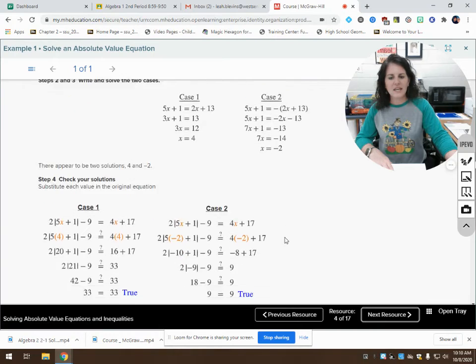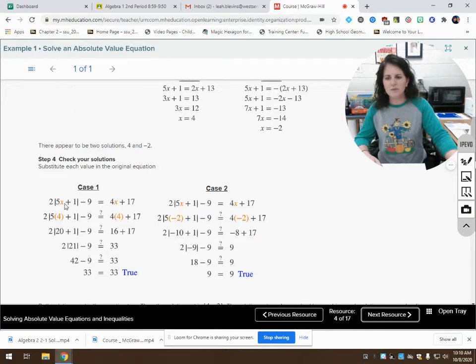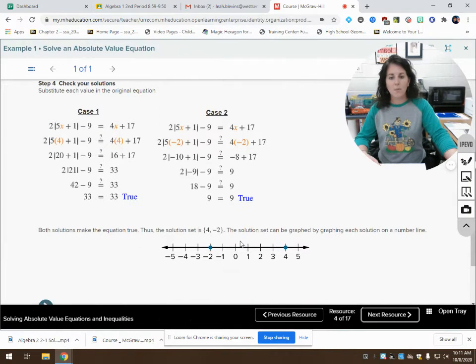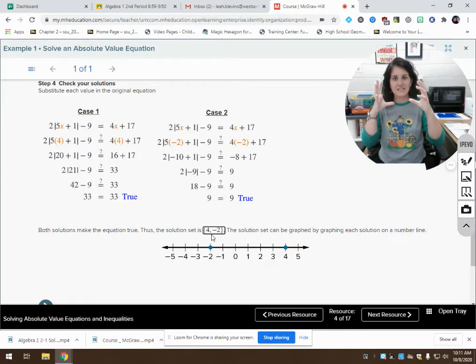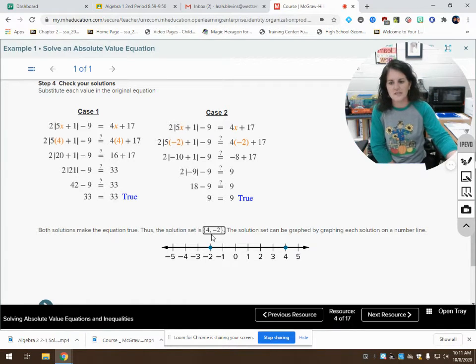We can plug them back in and see, does this make sense in terms of the problem? If I plug in a 4 and simplify on both sides, come all the way down here, I get 33 equals 33. That's a true statement. When I plug in my negative 2 and simplify all the way down, I get 9 equals 9. That's a true statement. So in this case, both x equals 4 and x equals negative 2 result in answer choices that work in the original equation. So both of those are possible solutions. We call the solution set 4 and negative 2. It's written in the fancy brackets to show that this is my solution set.